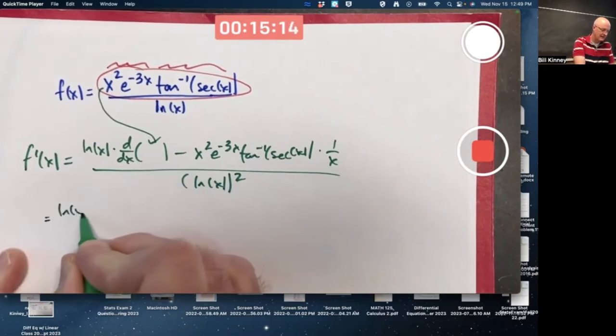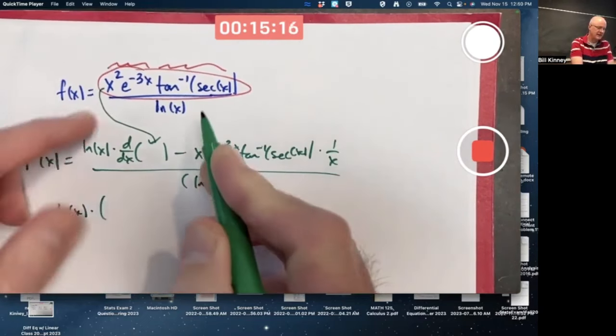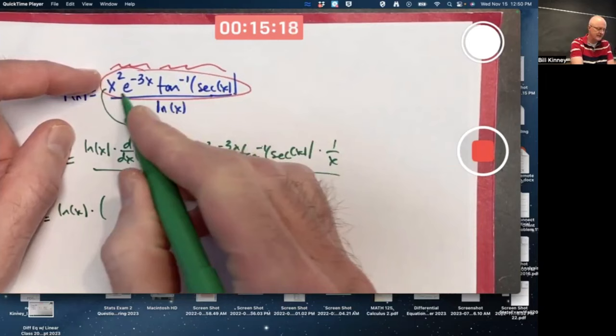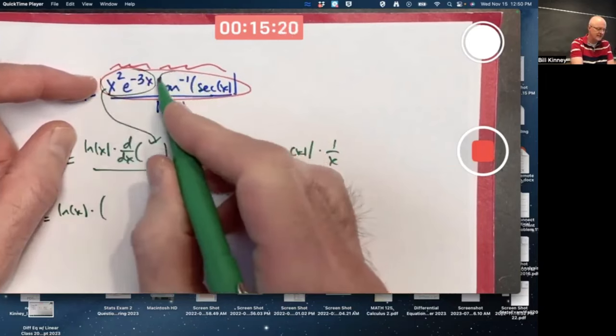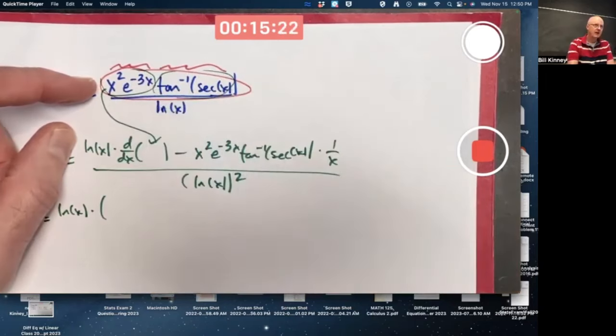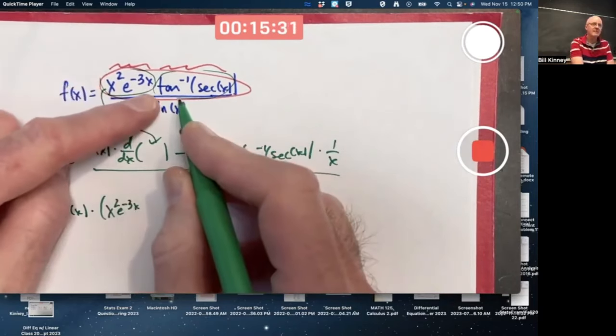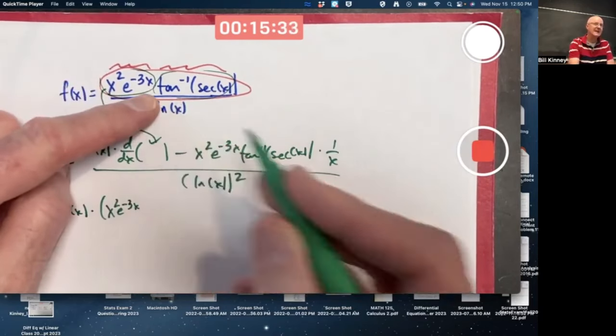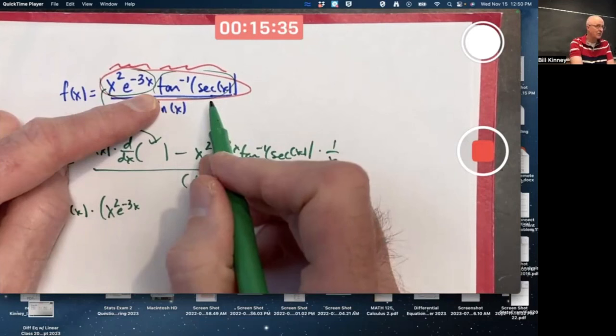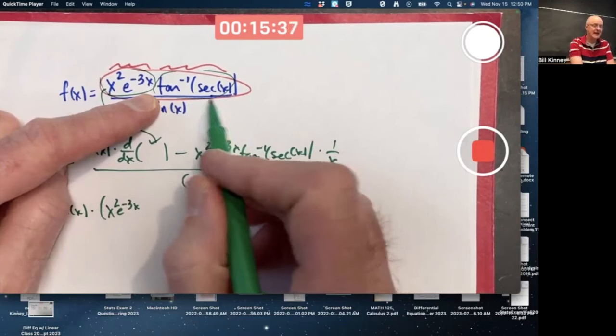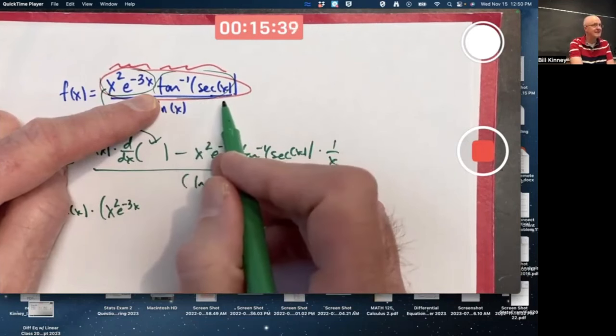So we get ln of x, okay. Derivative of this, I'm thinking of it as this thing times this thing. So I think about the product rule, left d right plus right d left. Left function is x squared e to the negative 3x. D right means the derivative of the right function, for which I need the chain rule because I've got secant of x inside there instead of x.